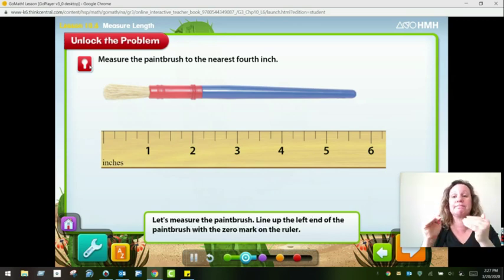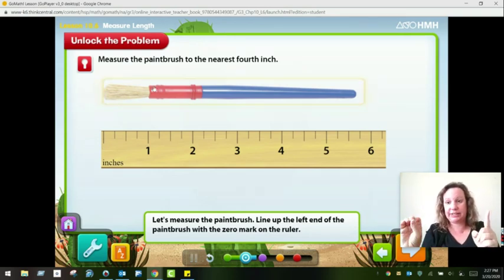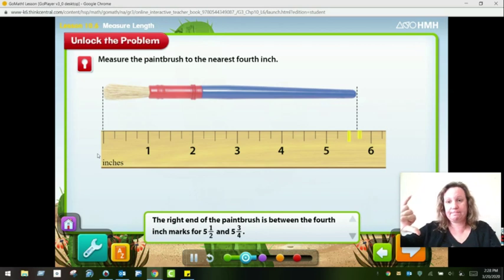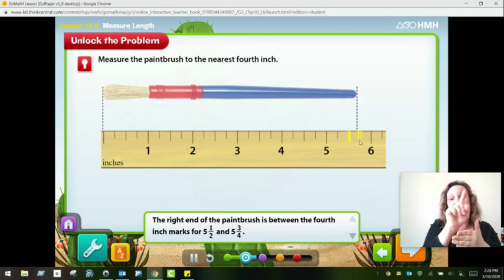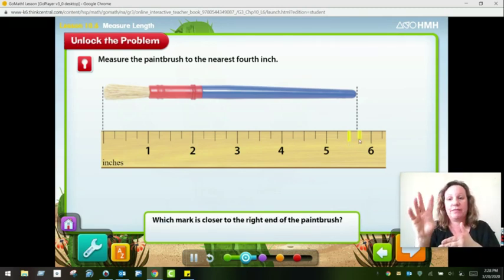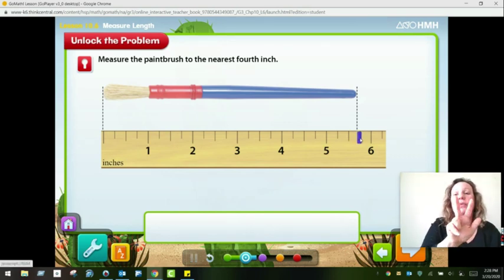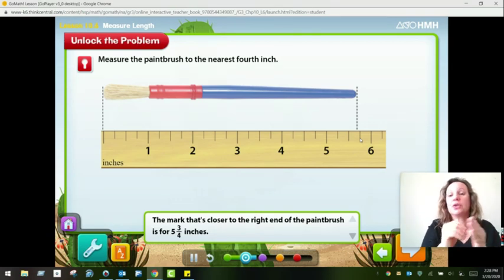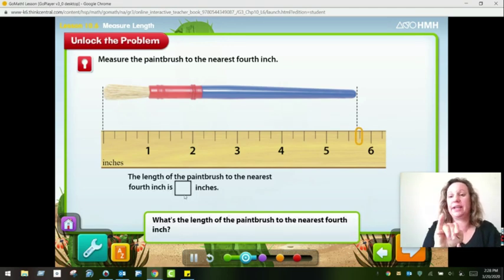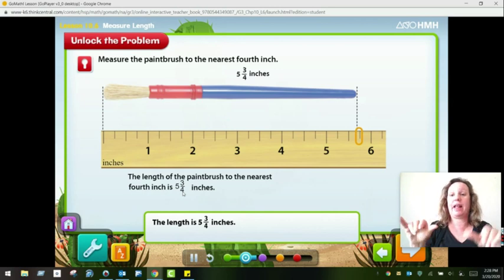Let's measure the paintbrush. Line up the left end of the paintbrush with the 0 mark on the ruler. The right end of the paintbrush is between the 4th inch marks for 5 1/2 and 5 3/4. Which mark is closer to the right end of the paintbrush? The 3/4. The mark that's closer to the right end of the paintbrush is for 5 3/4 inches. What is the length of the paintbrush to the nearest 4th inch? Say it with me, 5 3/4. The length is 5 3/4 inches.